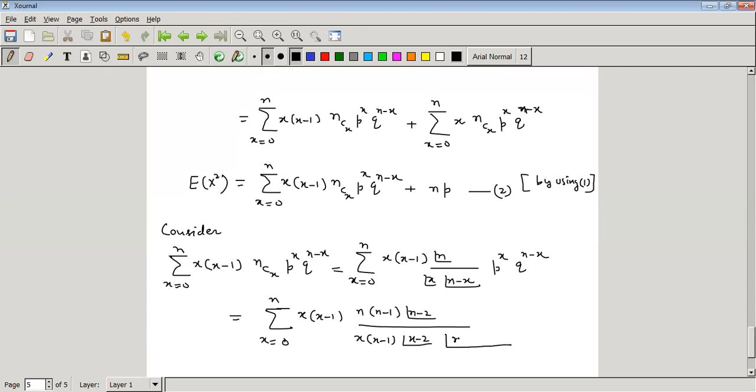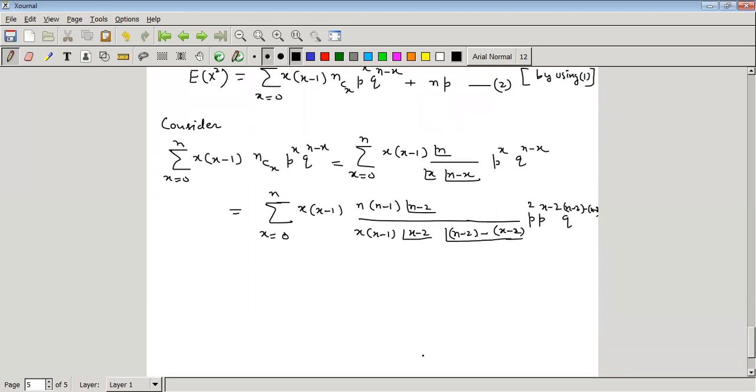Similarly, we can write n minus x factorial as n minus 2 minus x minus 2 factorial, and p to the power x we can write as p square into p to the power x minus 2, and q to the power n minus x as n minus 2 minus x minus 2. So x into x minus 1 cancel out.